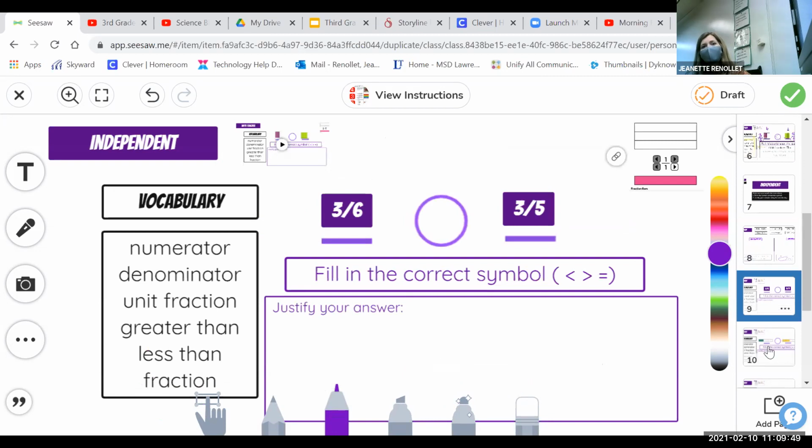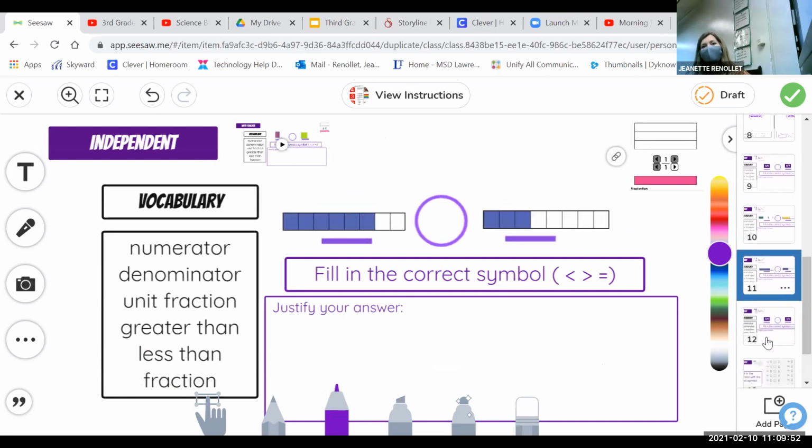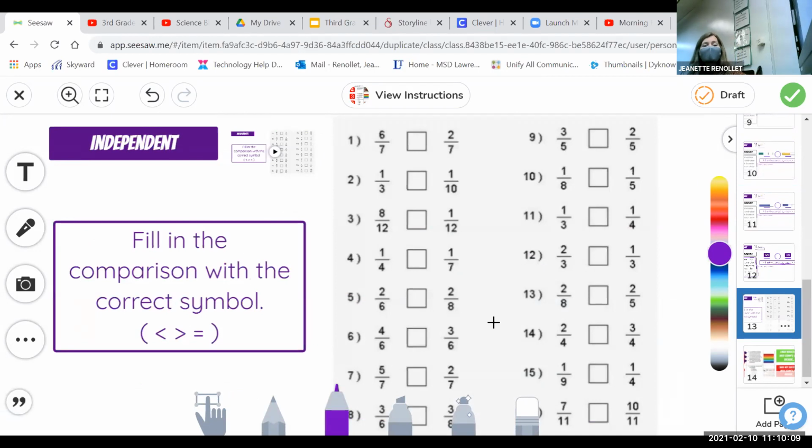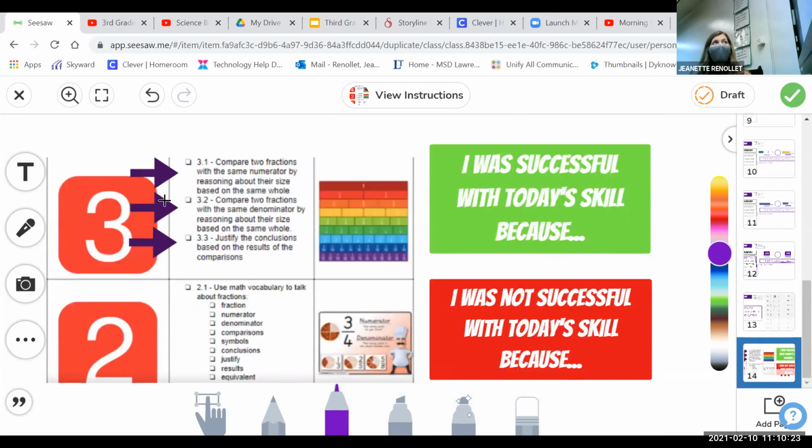On numbers 9, 10, 11, 12, and 13, actually 13 is different, you're going to continue using the correct symbol and justify your thinking using math vocabulary like we practiced together. Slide number 13 is a quick comparison. Can you use the correct symbol to fill in when you compare fractions? Slide number 14 is where you reflect. How did you do today with our criteria for learning? How successful are you with your work today?